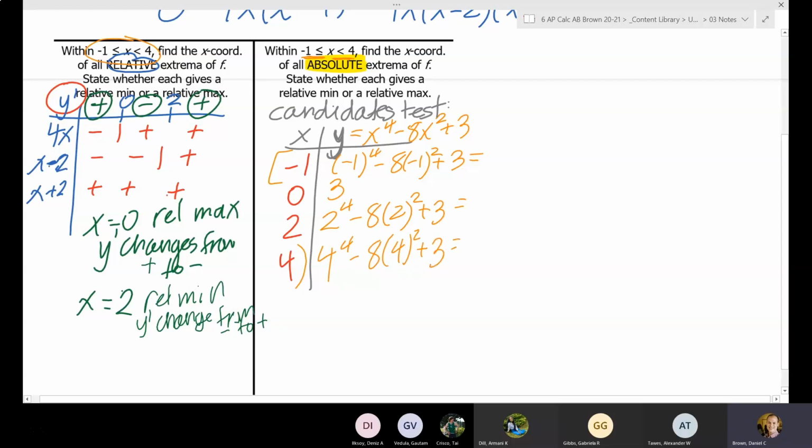In all honesty, doing the absolute extrema tends to be more tedious than anything. You just have to go back. Instead of having to figure out whether things are positive or negative, you actually have to go back and figure out the number, which to me is a little bit more annoying.